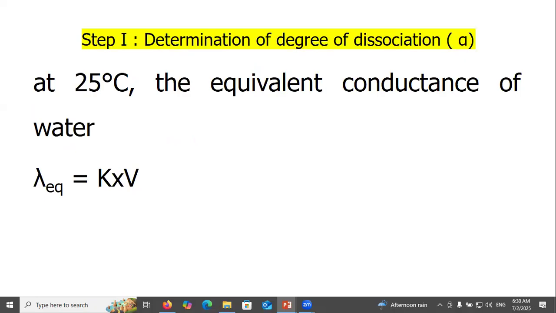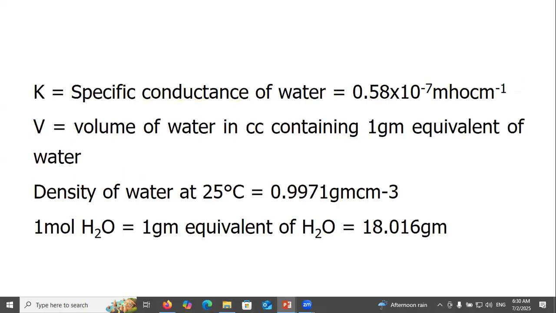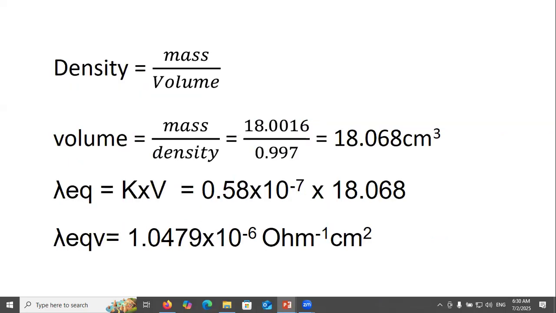Step two, determination of degree of dissociation. At 25 degrees Celsius, the equivalent conductance of water, lambda equivalent, equals K times B. K is the specific conductance of water, 0.58 times 10 to the power minus 7 mho per cm. B is the volume of water in cc containing one gram equivalent of water. The density of water at 25 degrees Celsius is 0.9971 gram per cm cube. One mole of water, one gram equivalent of water, is 18.01 gram.